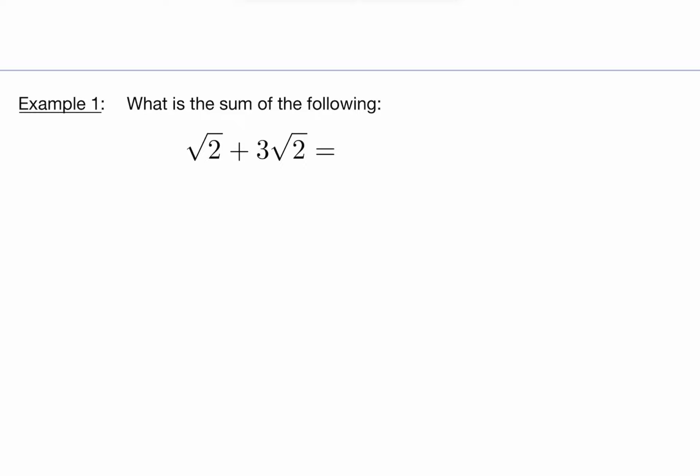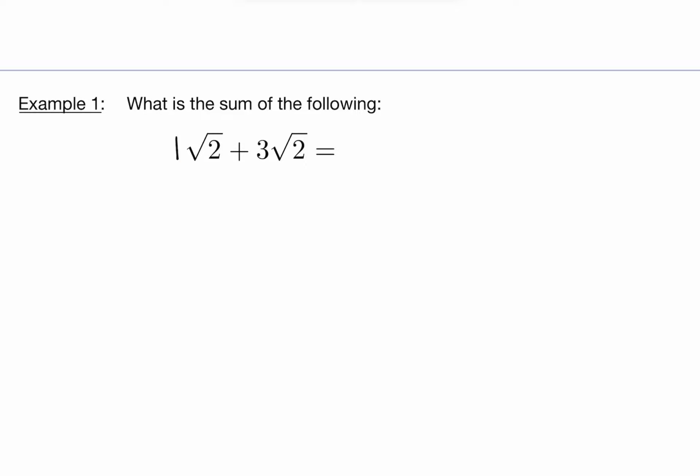Okay, now before we get started, there is something we need to recognize, and that is in front of this first radical sign, there's an implied number, and that number is the number 1. We don't write the 1, but it's implied that it is 1. And so what we have here is 1 square root of 2 plus 3 square root of 2.